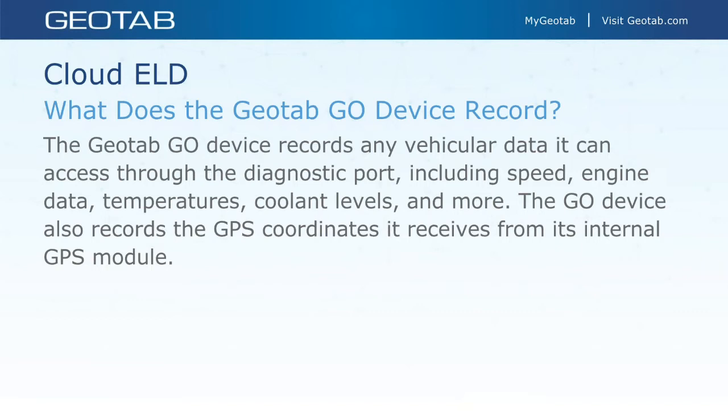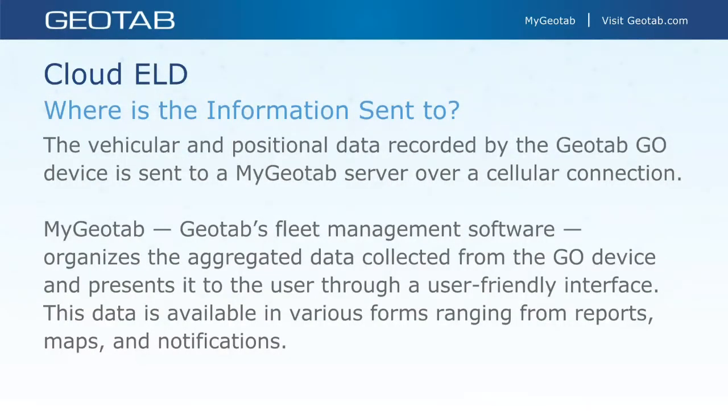So I'd mentioned that part of the ELD mandate is that we're now pulling some specific engine data and making that part of the duty status logs. So with the Go device working with the tablet, the Go device records any vehicular data it can access through the diagnostic port, including speed, engine data, temperatures, coolant levels, etc. The Go device also records the GPS coordinates it receives from its internal GPS module, and that's how location information, which is also a new addition, is populated into the duty status logs.